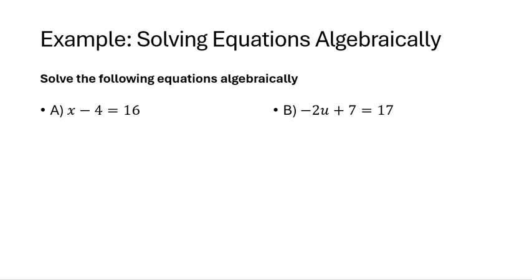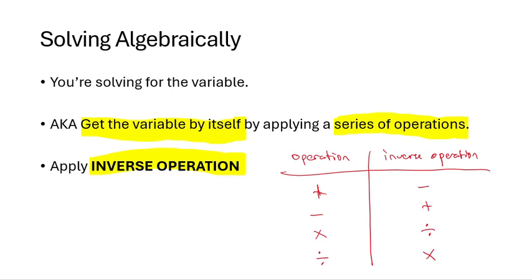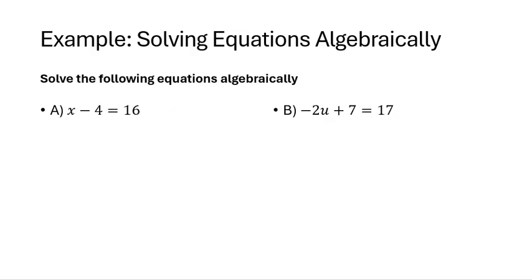Now, I have a couple examples here, so let's just get to it. So I have x minus 4 equals 16. If you just remember, we're trying to isolate the variable. In this case, my variable is on the left-hand side of the equation. So I'm going to keep it there, leave the x there. Now, have a look at the rest of the left-hand side.